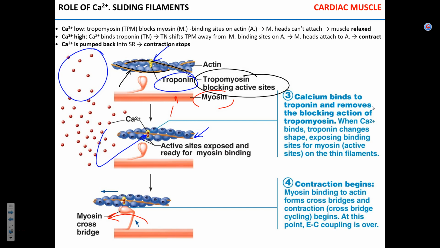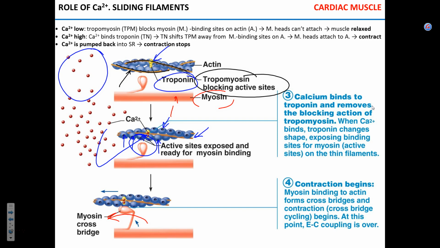And at this point, you see these blue depressions. They represent the binding sites between the actin and the myosin. So at the point after calcium bound to the troponin and tropomyosin shifted away, myosin can form a complex with the actin. Okay? Does it make sense?